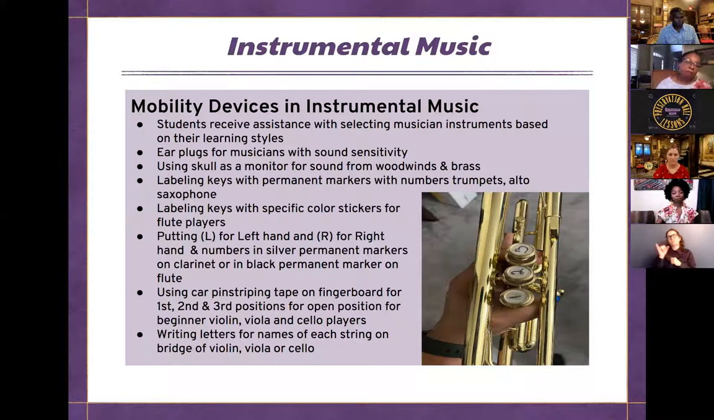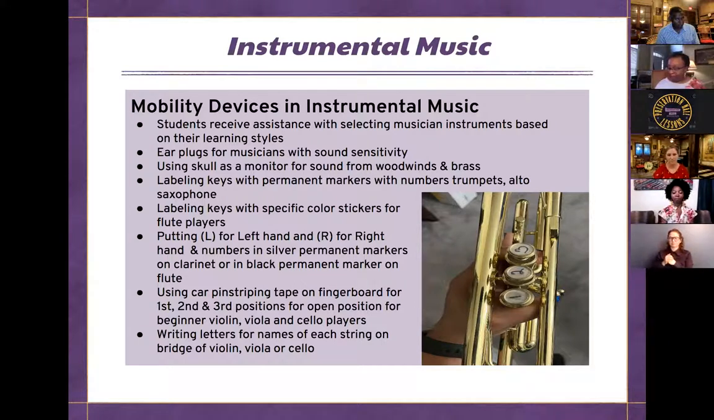Other things, like I said, with labeling, here we see a trumpet that has the keys labeled 1, 2, 3. I just go ahead and label all students' instruments 1, 2, 3, first piston, second piston, third piston, and then I'll put an L for left hand and R for right hand so students know where their hands should be going. And in particular for students who have gross motor or fine motor disabilities, this helps, but I don't want to single out the student with a differing ability. So every student gets this when they're learning how to play a trumpet for the first time. I do the same concept for clarinet, but I do it in silver permanent marker. And I actually can use stickers, color stickers for flute players so they know which specific keys to use.